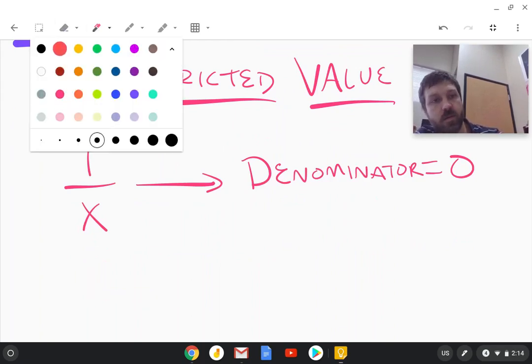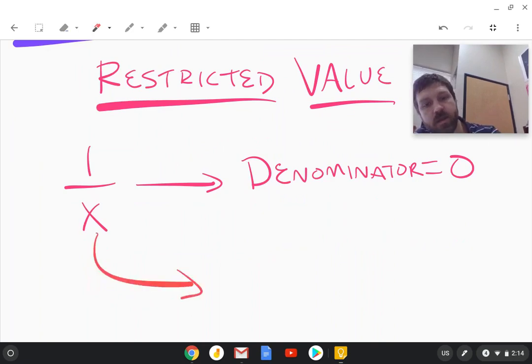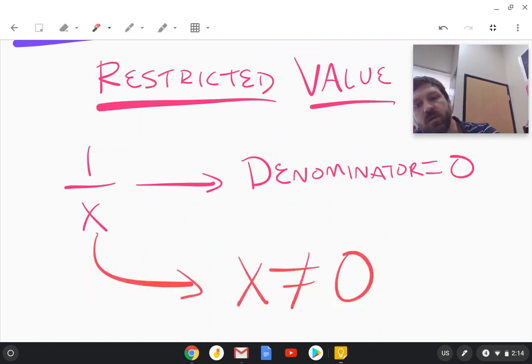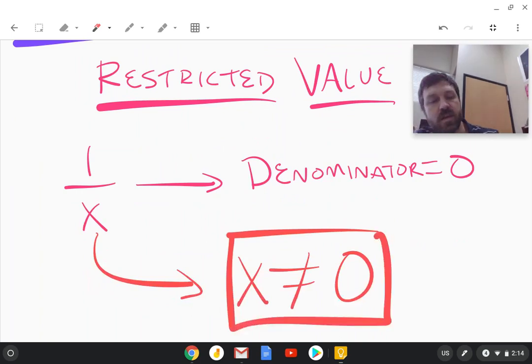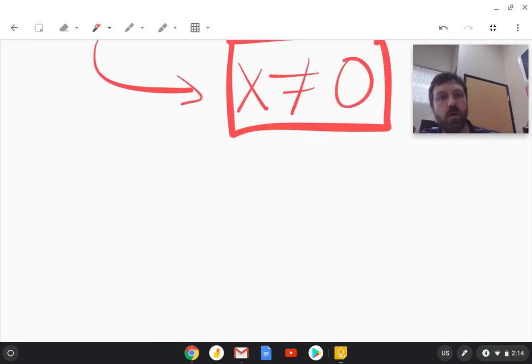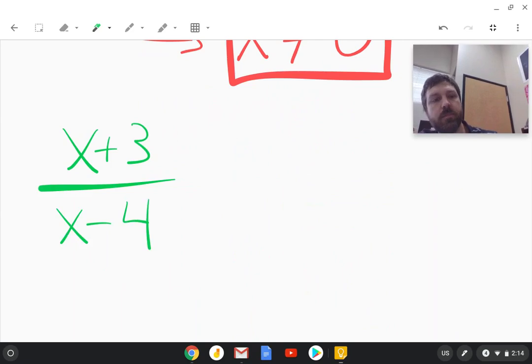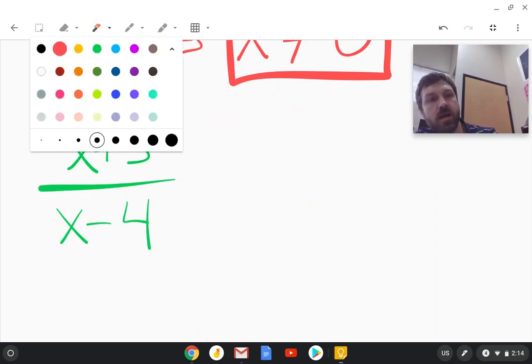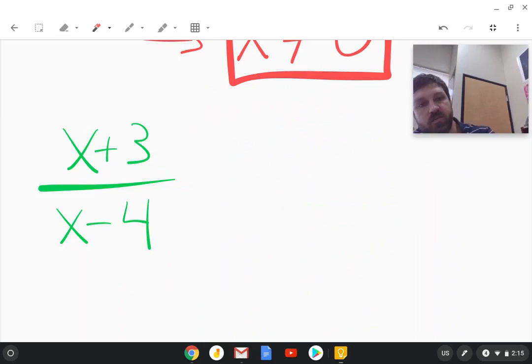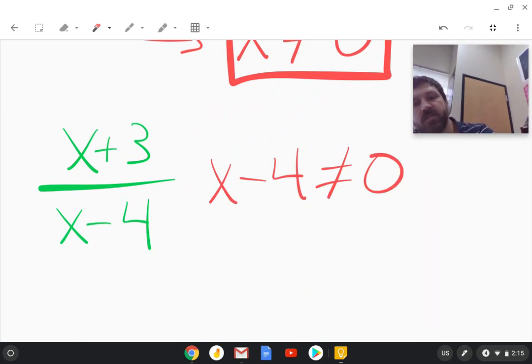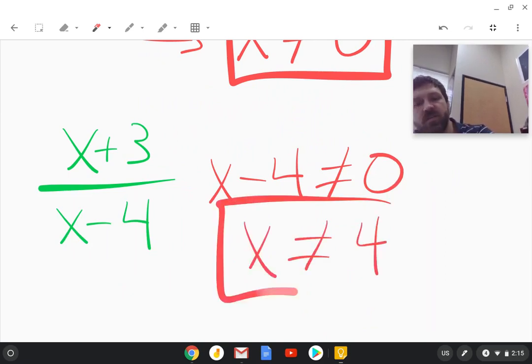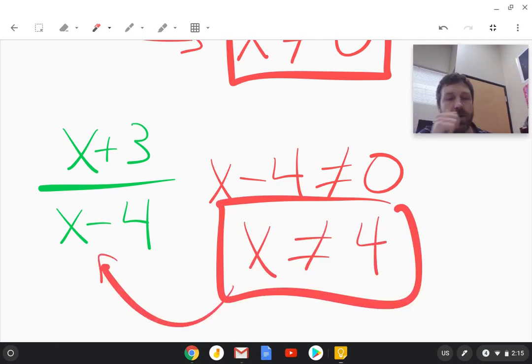For this one, we would say, well, x cannot equal 0, because if x equals 0, then the denominator is 0. Or if I had something like this, x plus 3 over x minus 4, what would be the restricted value? Well, I know that x minus 4 cannot equal 0. So x cannot equal 4, because if x equals 4, it will make the denominator 0.